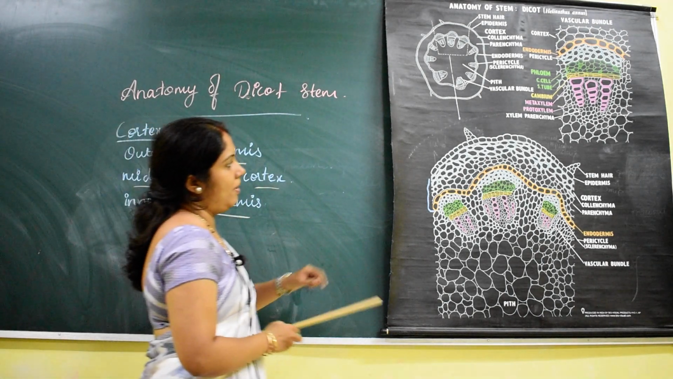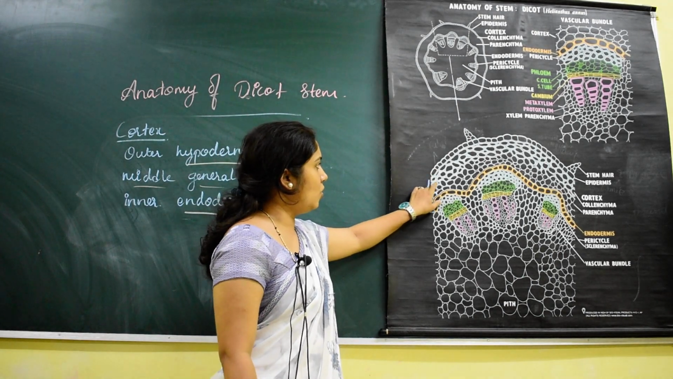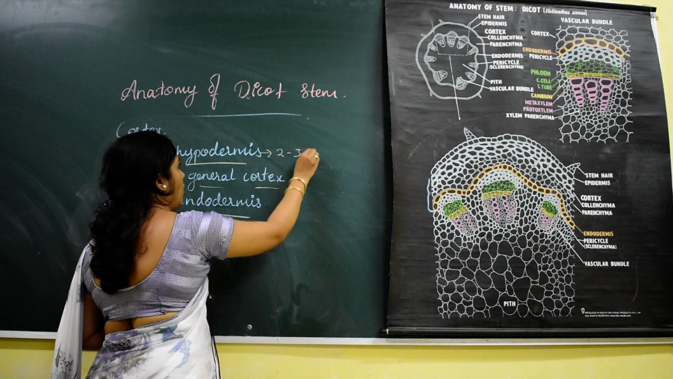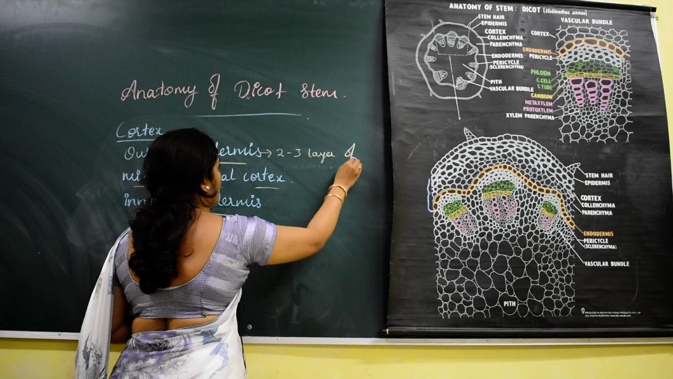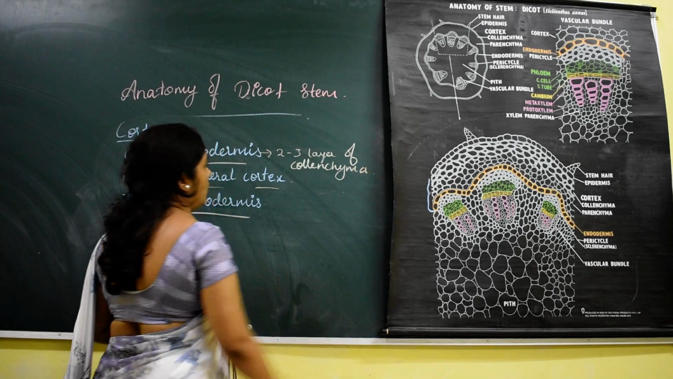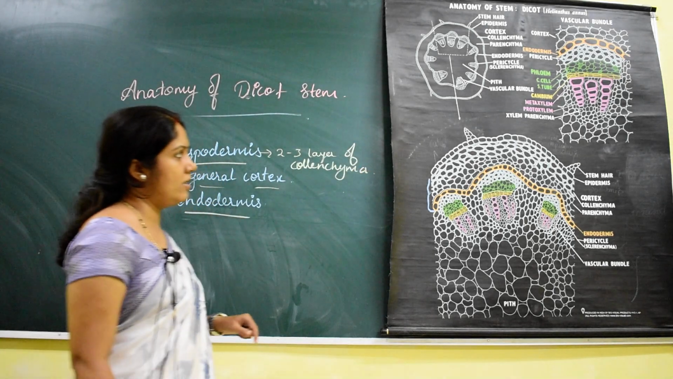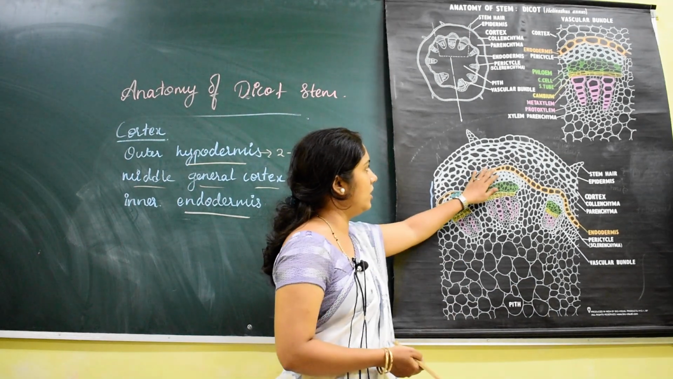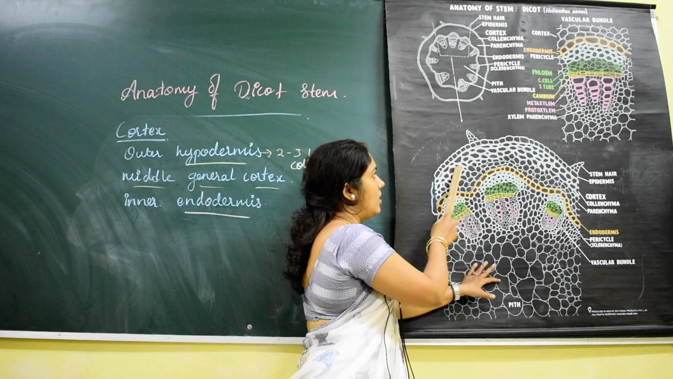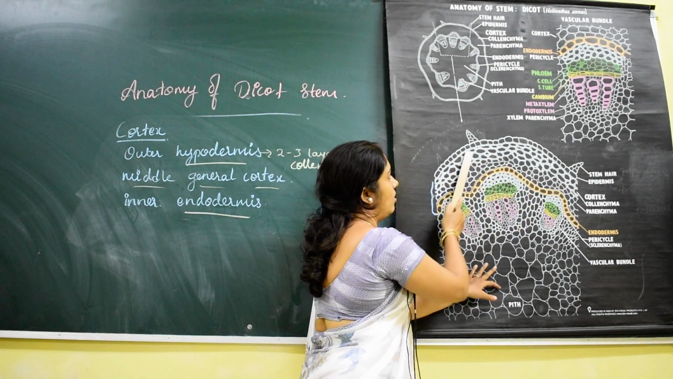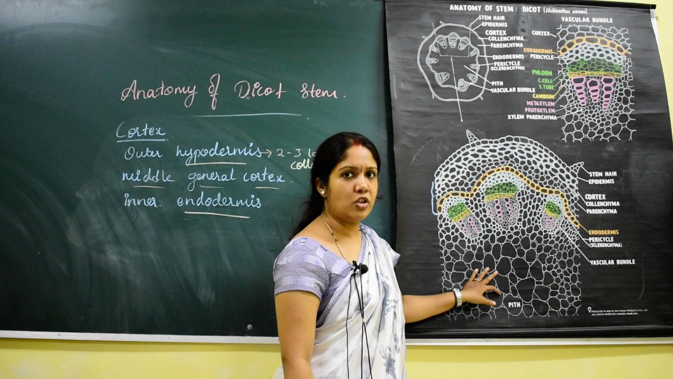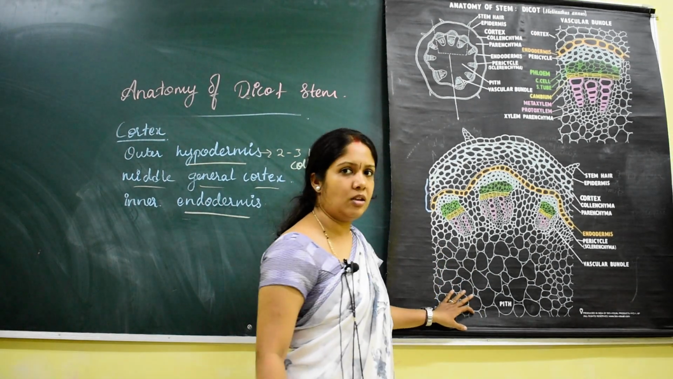Now below the epidermis, the 2 to 3 layers of cells are called the hypodermis. The hypodermis is made up of 2 or 3 layers of collenchyma tissue. What type of tissue is seen in the hypodermis? That is collenchyma tissue. You can easily distinguish it here. This is the upper epidermis. Below the epidermis, you can see a thickening around the cells, a thick layer, due to the deposition of pectin. We have already discussed collenchyma tissue.